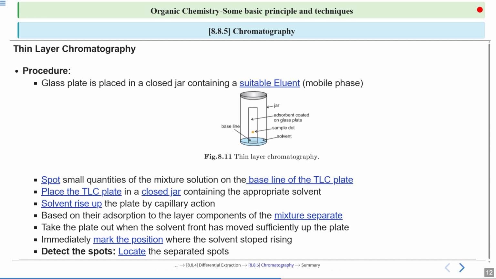If you are getting only one spot, it means that your organic compound is present in pure form. But if, upon the movement of the solvent, you are seeing different spots on the TLC paper, that means your given liquid contains a mixture of organic compounds.